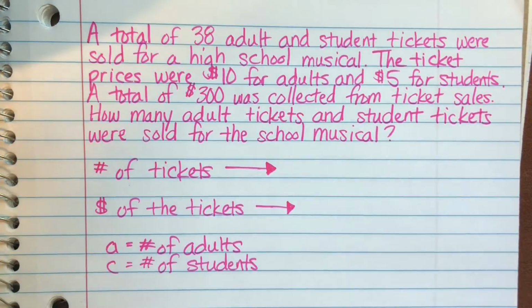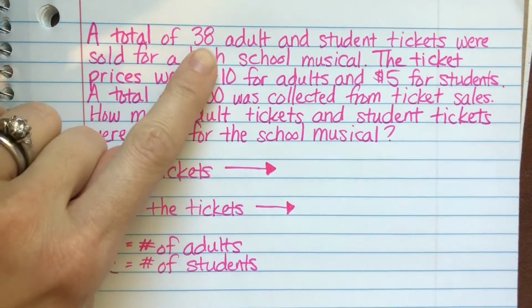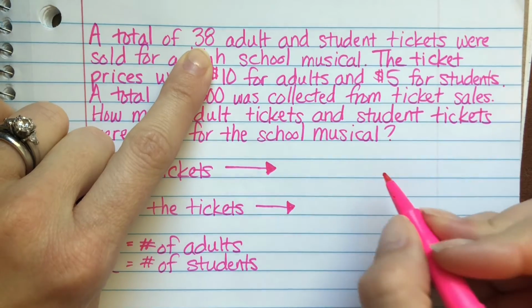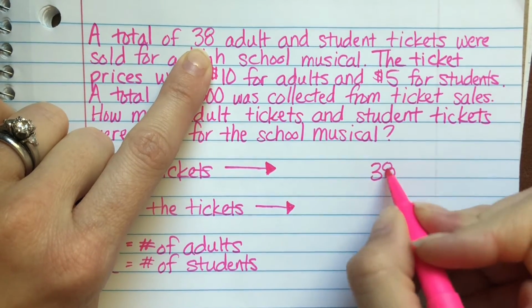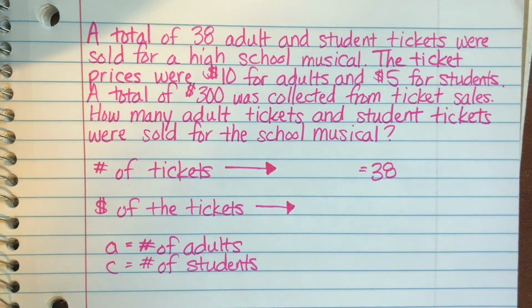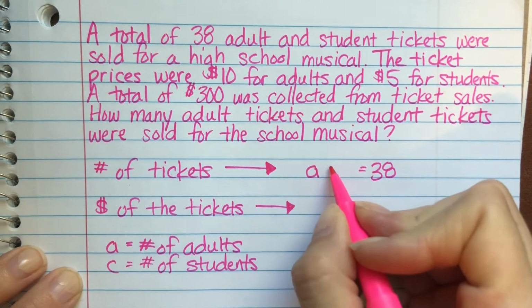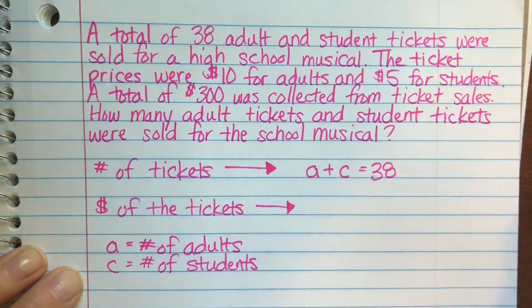Okay, so just focusing on the number of tickets that are sold, we know that there are 38 total. And the only two types of tickets that were sold were adults and students. So adults and students all together, there were 38. So basically we're going to say however many adult tickets were sold, plus however many student tickets were sold, we know that adds up to 38.